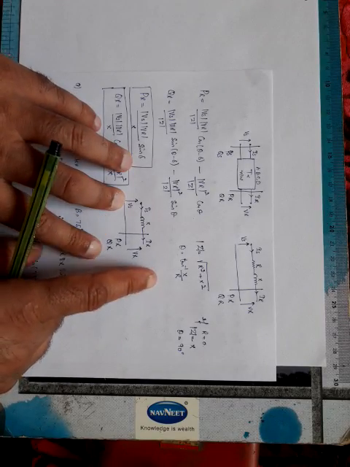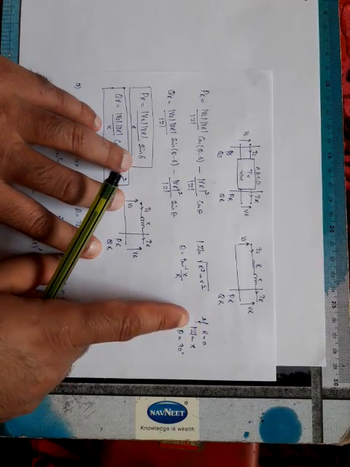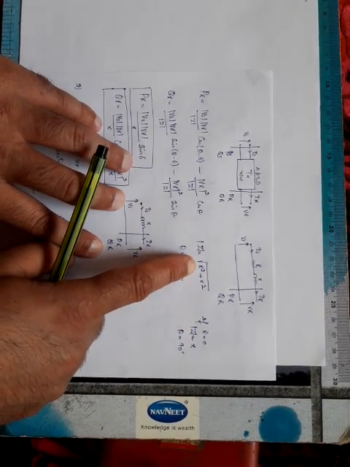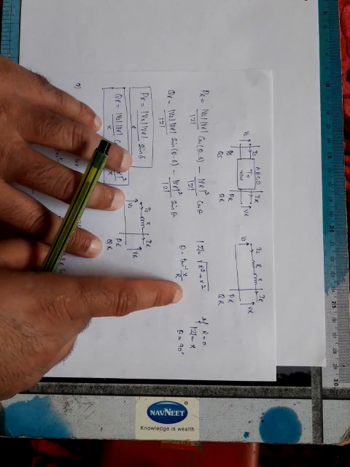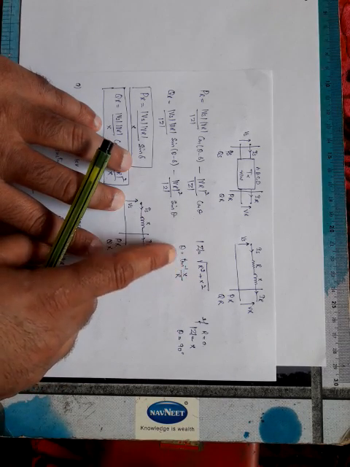So for lossless line, when R is equal to 0, you will see that Z will be equal to X, because R will be 0, and theta will be equal to 90, tan inverse of infinity. When R is equal to 0, tan inverse of infinity will be 90.